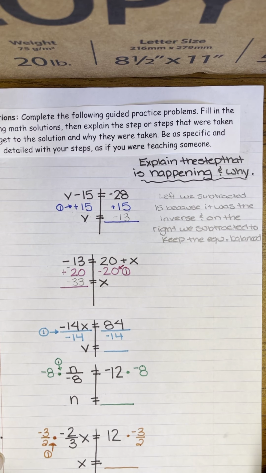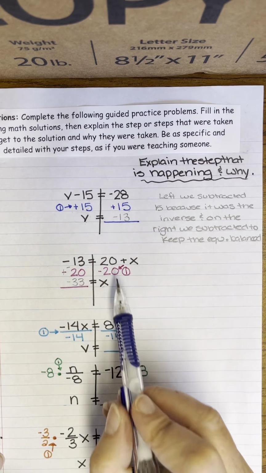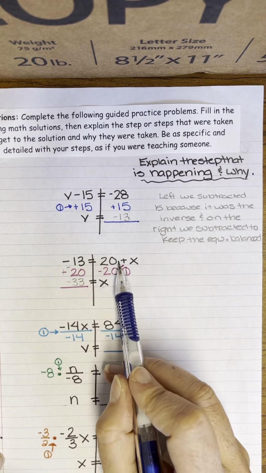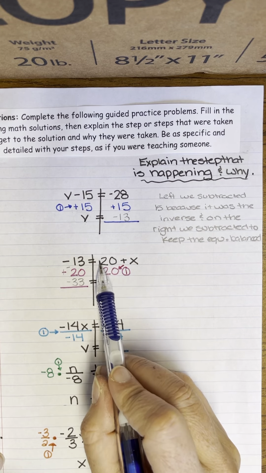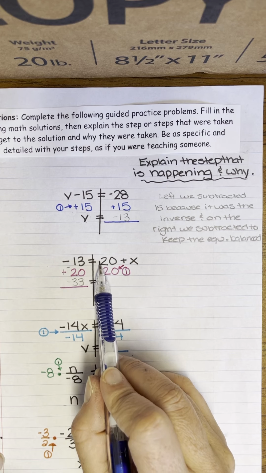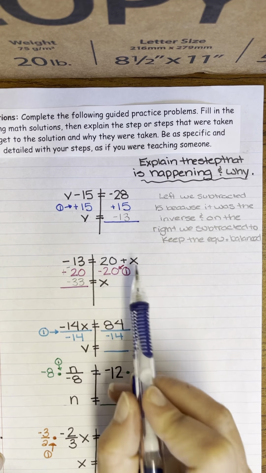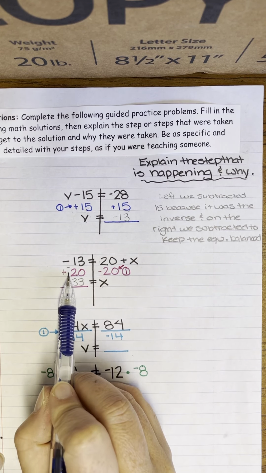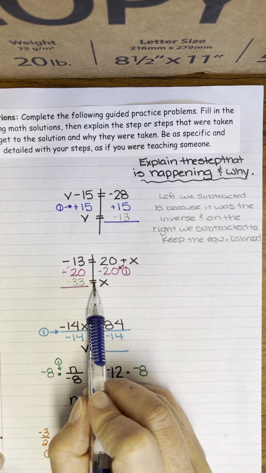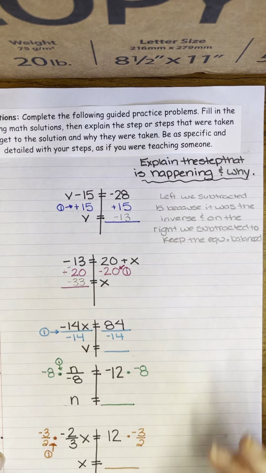I'm not going to write this one all out. My steps are: I subtracted 20 because it is the inverse of a positive 20. Again, I'm looking at positive 20 and not the plus sign, because I look in front of the number. So I subtracted, and I subtracted on the right side to keep my equation balanced. So x was equal to negative 33.